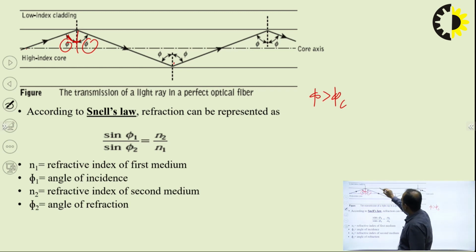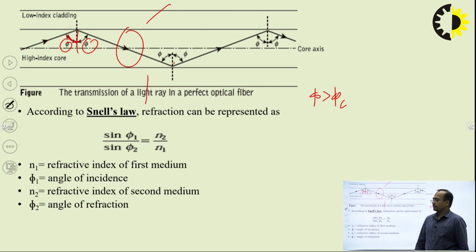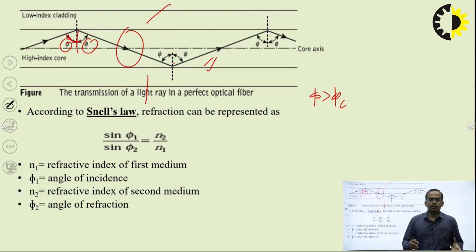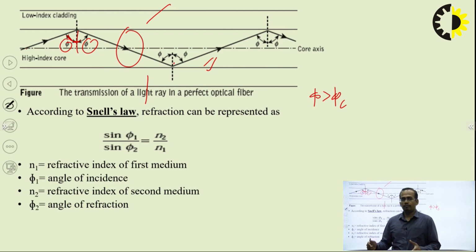You can see here, this is the core and this is the cladding. So, light is moving inside the core. It is not crossing the core boundary. You can see here, this is the refractive index. So, the light transmitted in the optical fiber is following the total internal reflection phenomenon.